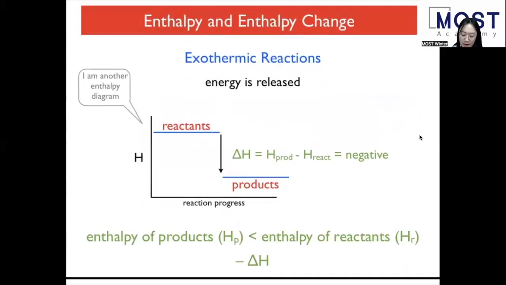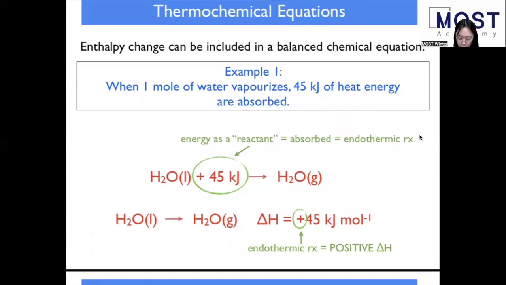Meanwhile, exothermic reactions are reactions that release energy, and therefore the reactant state is higher than the product state. So we can note that the enthalpy change, which is the enthalpy of the products minus the enthalpy of the reactants, is what? Negative, right? The enthalpy of the products is smaller than the enthalpy of the reactants, and we note this by the negative enthalpy change.